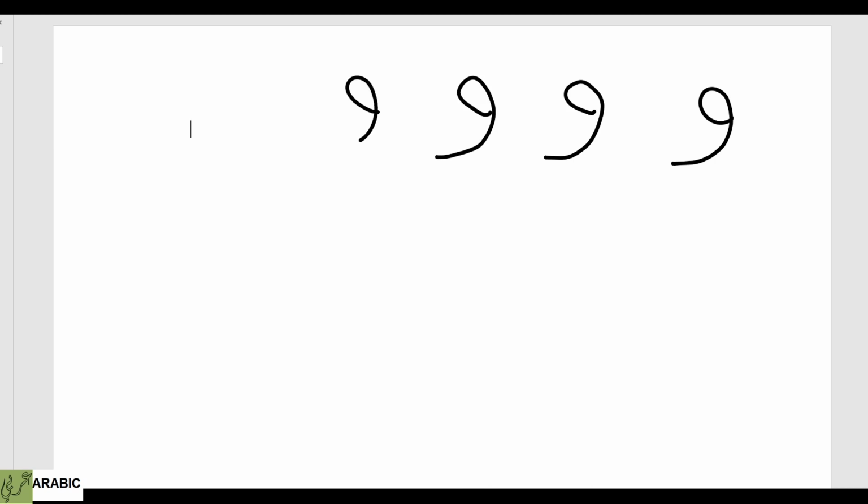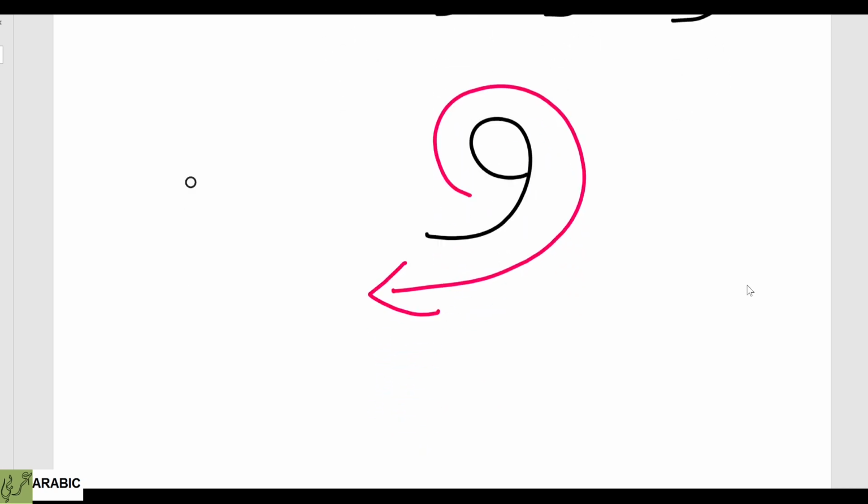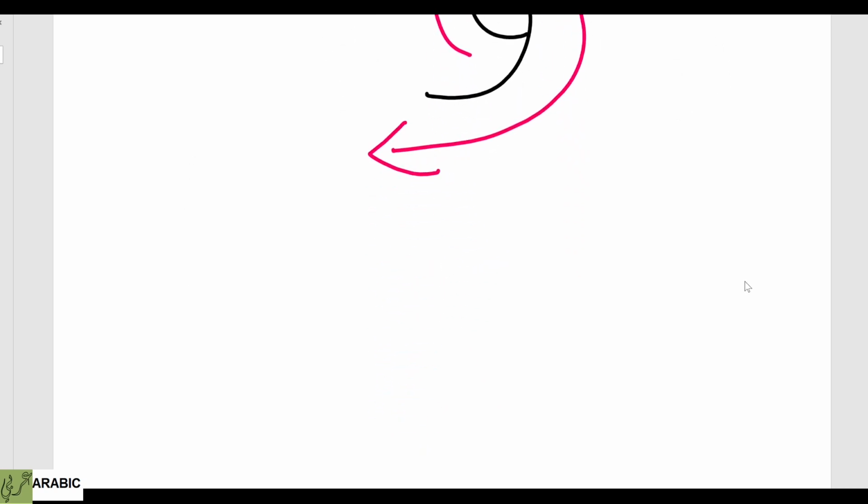And the head of the waw has some kind of an oval shape. So the direction of the waw is this way. So we follow this direction when we write it. Now let's try and see it in different words. And the good thing is that the waw is not going to change its form. It will join the letter that comes before it, but it will not join the letter that comes after it.